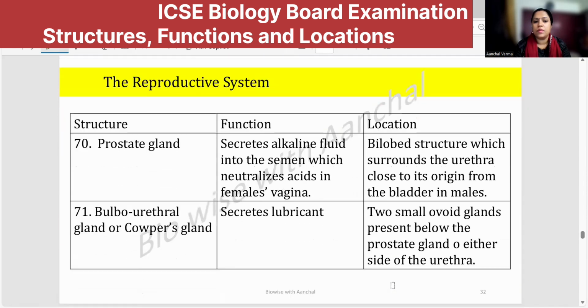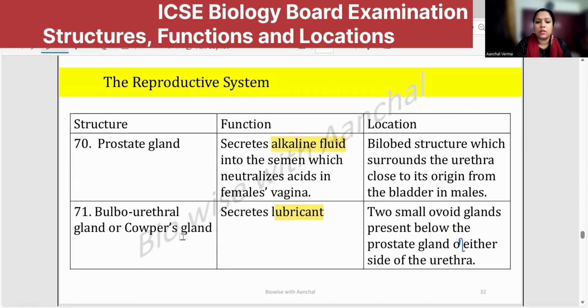Moving to the next, prostate gland. It secretes alkaline fluid into the semen, which neutralizes the acids present in the female vagina. And what is the location? A bilobed structure that surrounds the urethra close to the origin from the bladder in the males. Please mention in the males. Bulbourethral gland or Cowper's gland secretes lubricant, and it is present below the prostate gland on either side of the urethra.